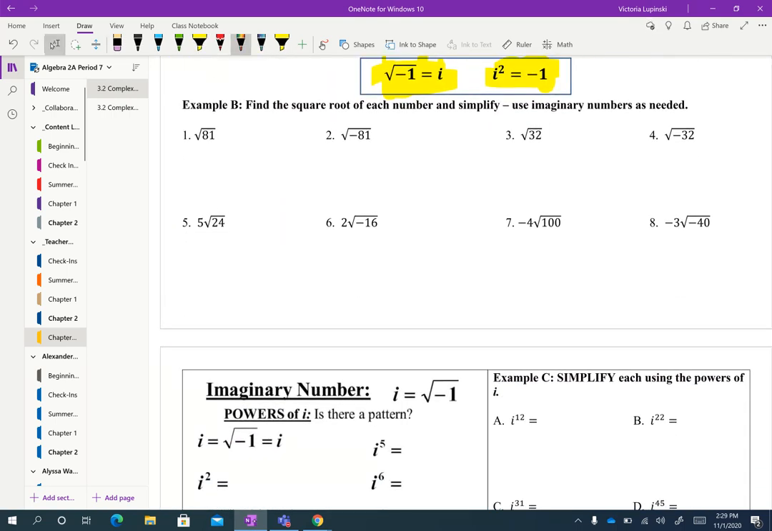So the first thing you're going to be asked to do is find the square root of each value and simplify using imaginary numbers as needed. Just to point out, not every problem from this point forward is going to be imaginary. Every problem from this point forward just could potentially be imaginary. So take a look at number 1. Number 1, the square root of 81. That's a problem you've seen hundreds of times. The square root of 81, that's a perfect square, and that is just 9.